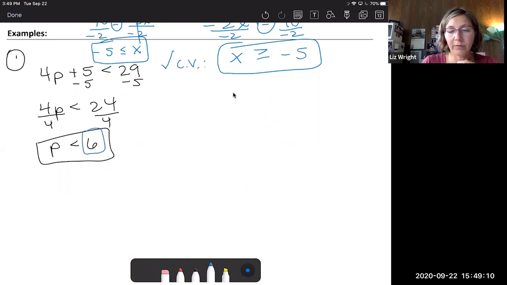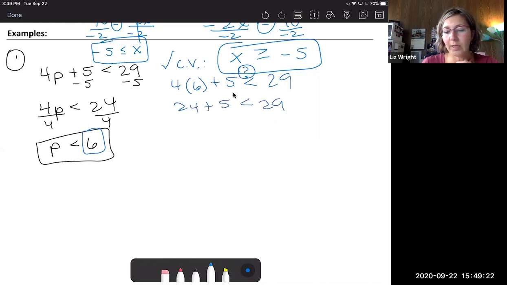So checking the critical value means you plug the critical value back into the original inequality. This is like our little algebraic check. And we get 24 plus 5, is that less than 29? Well, you might look at this and go, Liz, that doesn't make sense. 29 is not less than 29. That's true, and I'm glad you're recognizing that. But what that means is that 6 is correct. That tells us that our critical value that we got is correct.